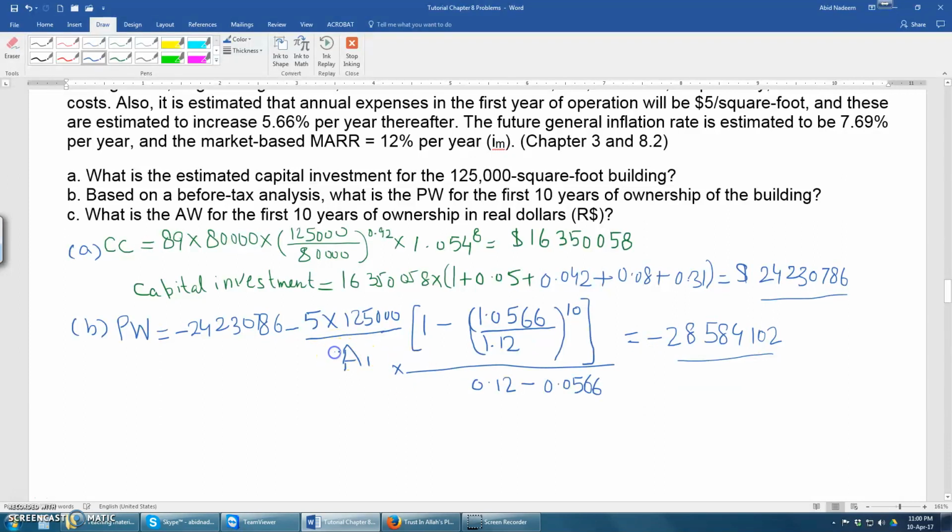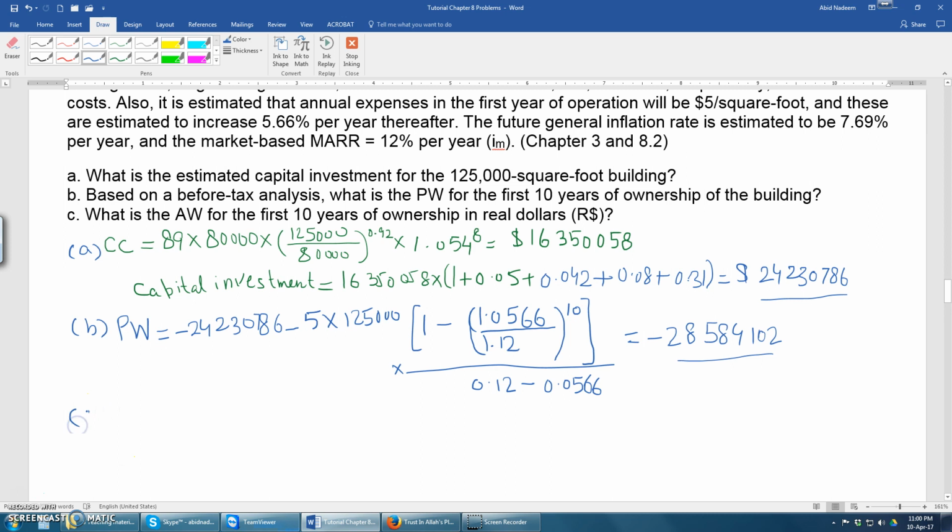So this is just for indication that I have shown A over here. Actually, it is not part of the equation. Maybe I can erase it. Okay, so this is the answer for part B.